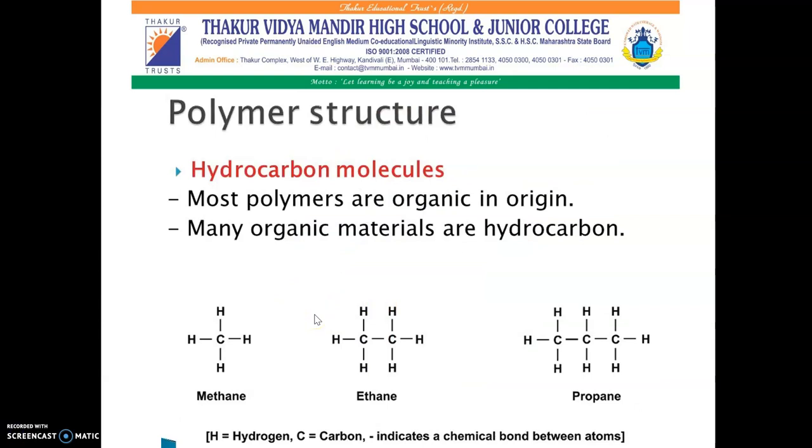Hydrocarbon is an organic compound which is formed of hydrogen and carbon. Methane, ethane, propane, these are the examples of hydrocarbon. Over here you can see they are made up of carbon and hydrogen. C stands for carbon, H stands for hydrogen, and this dash indicates a chemical bond between the atoms of carbon and hydrogen. So in methane there is one carbon atom and 4 hydrogen atoms. And to form a polymer chain, these structures are continuously linked together and a long chain is formed which is called a polymer chain.